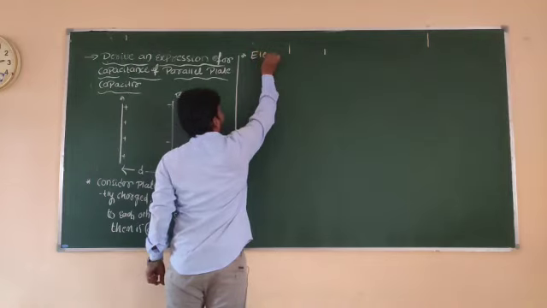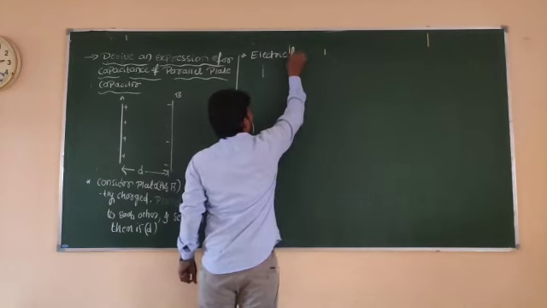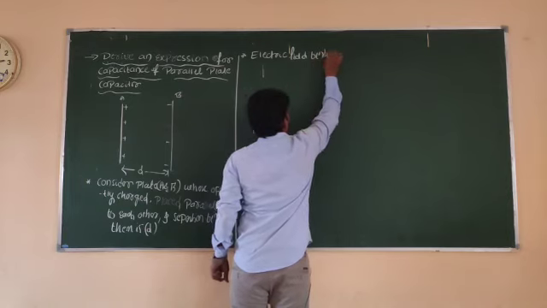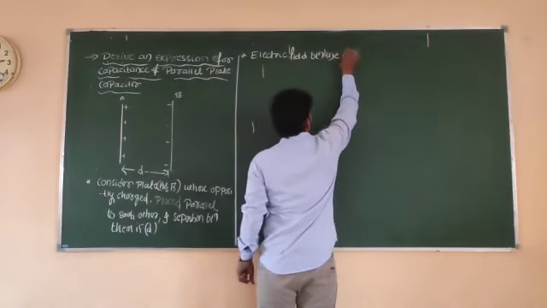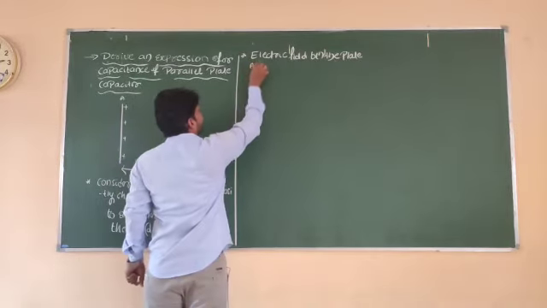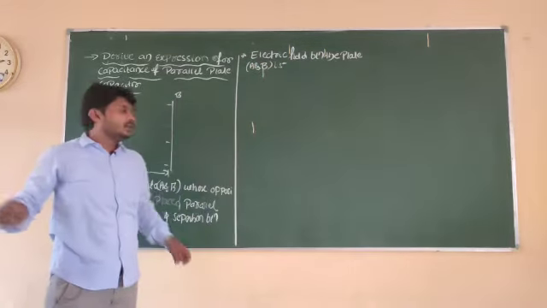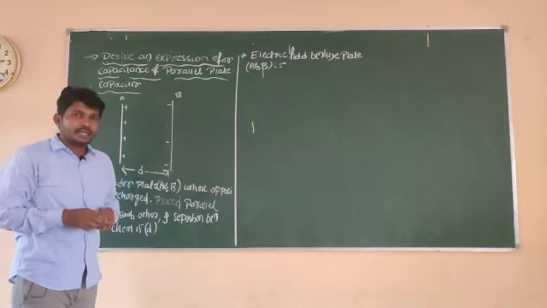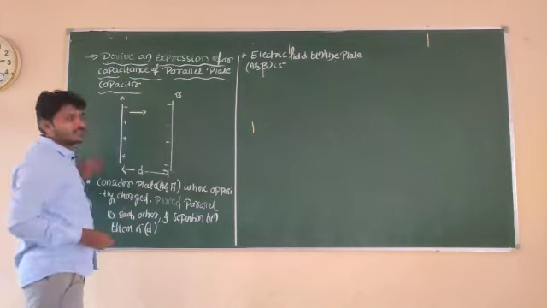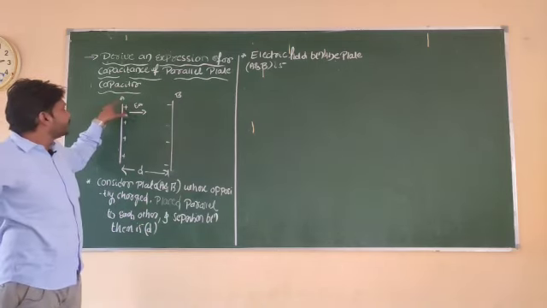So look here, the electric field between the plates A and B. I want to calculate the electric field between plate A as well as plate B. So for a positive charge, what is the direction of the electric field? This is the direction of electric field lines for a positive charge.